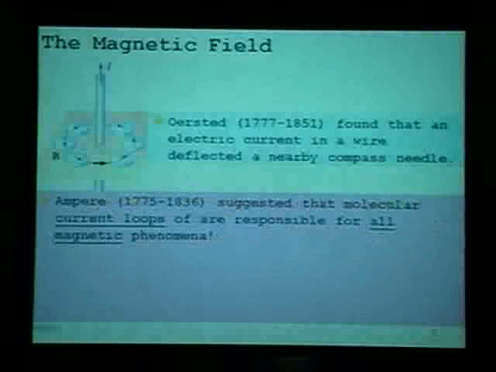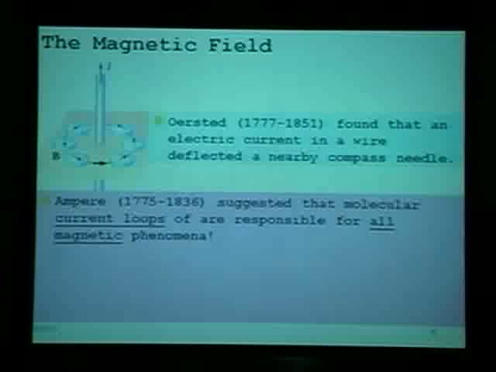André Ampère suggested that molecular current loops are responsible for all magnetic phenomena. So Ampère suggested that since moving current is producing a magnetic field, maybe that's what happens even on a small scale. And in fact, he was correct. All magnetic phenomena, even on a small scale, originate from electrons moving around in the atom. That charge moving around the atom is your source of magnetic field.